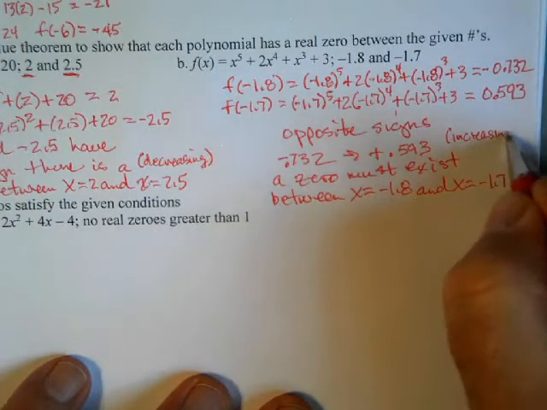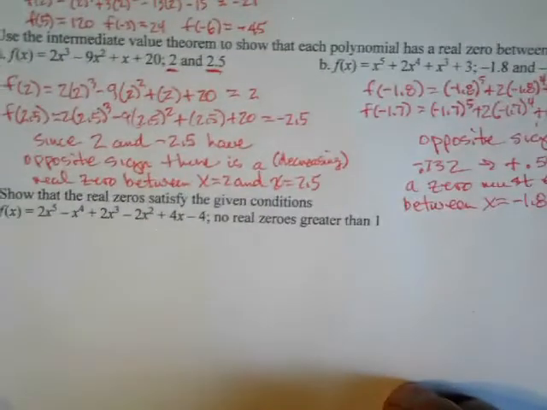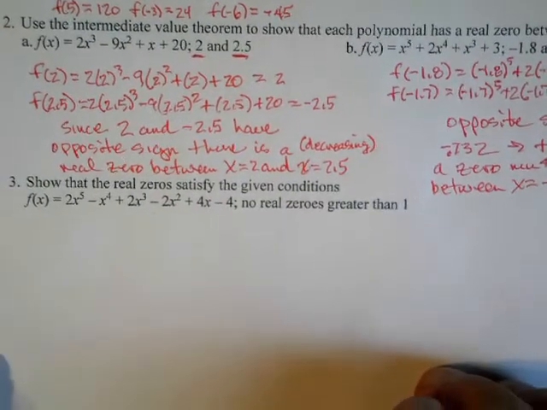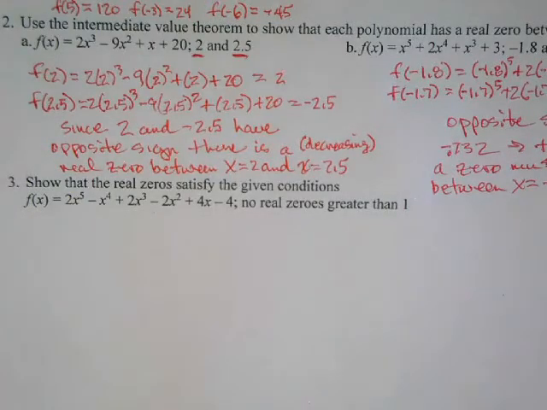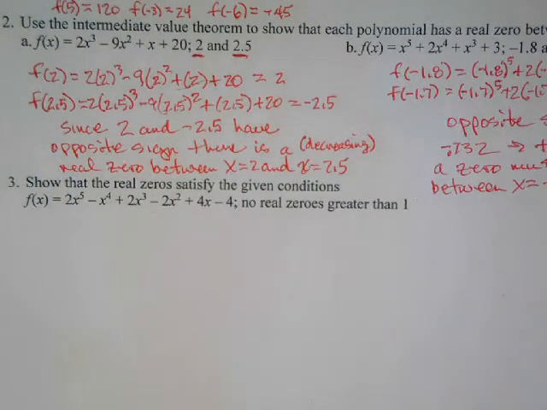All right, and then our last example here is show that the real zero satisfies the given conditions. This is going to go back to that part that talked about the boundedness theorem. If you have a polynomial of degree n greater than or equal to 1 with real coefficients and a positive leading coefficient is divided by x minus c, and c is greater than 0, then all the numbers in the bottom row of the division are non-negative. Then the f of x has no 0 greater than c. So let's see what that means. Here, we want to see, are there no real zeros greater than 1?